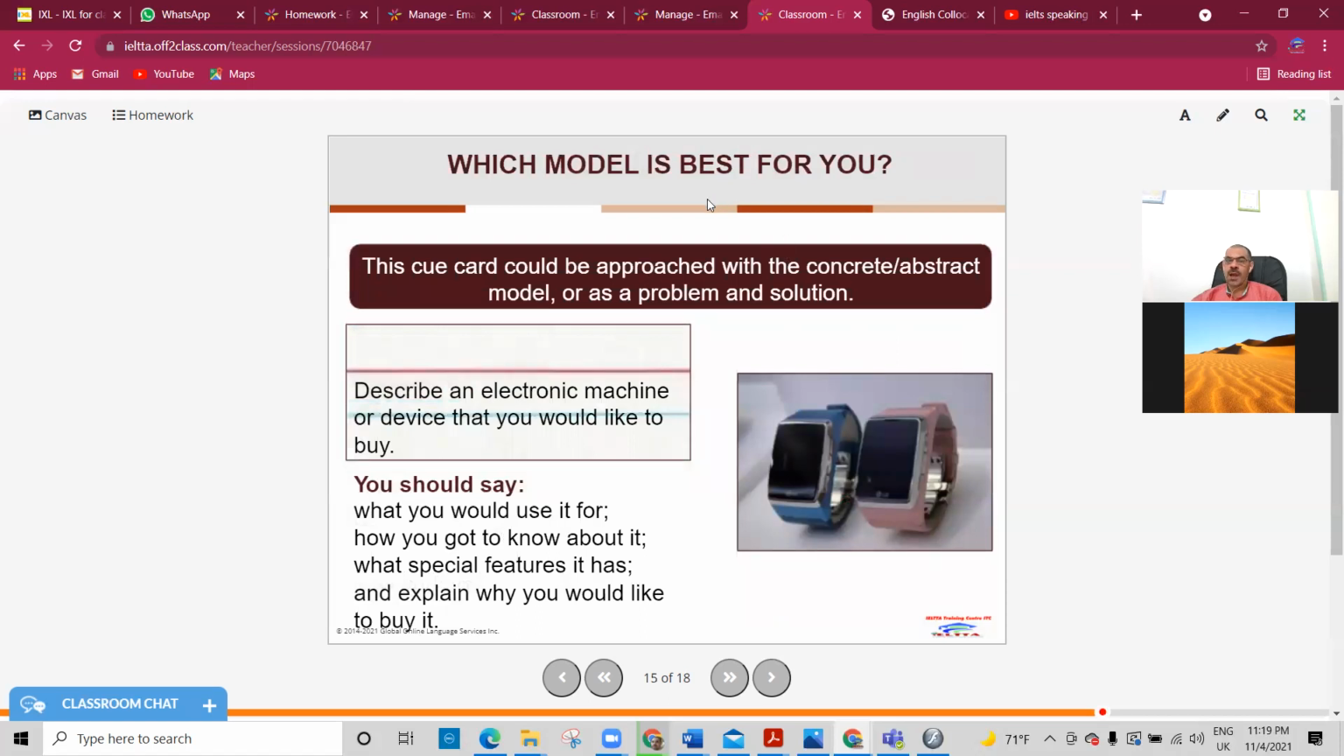Another kind of cue cards is a cue card which speaks about the best model of something. Could be approached with the concrete abstract. هنا في الحالة دي in this case هرجع تاني للاستراتيجي بتاعت concrete abstract model اللي احنا which we talked in the previous slide. Describe an electronic machine or device that you would like to buy.